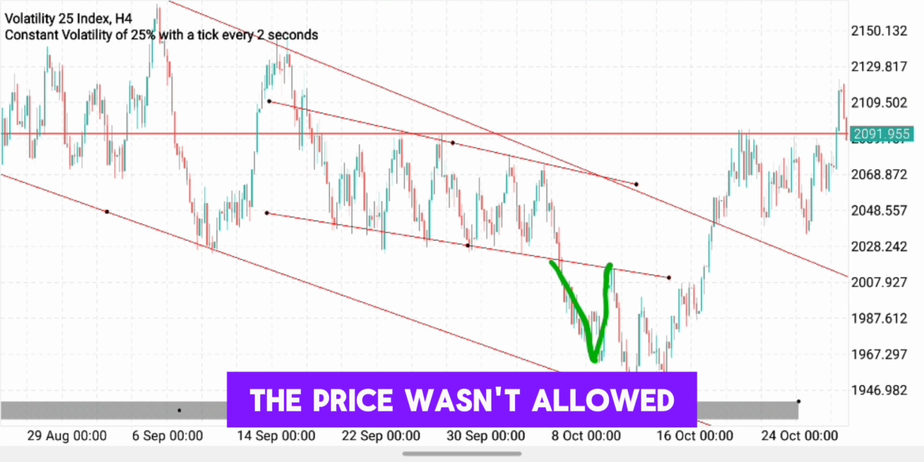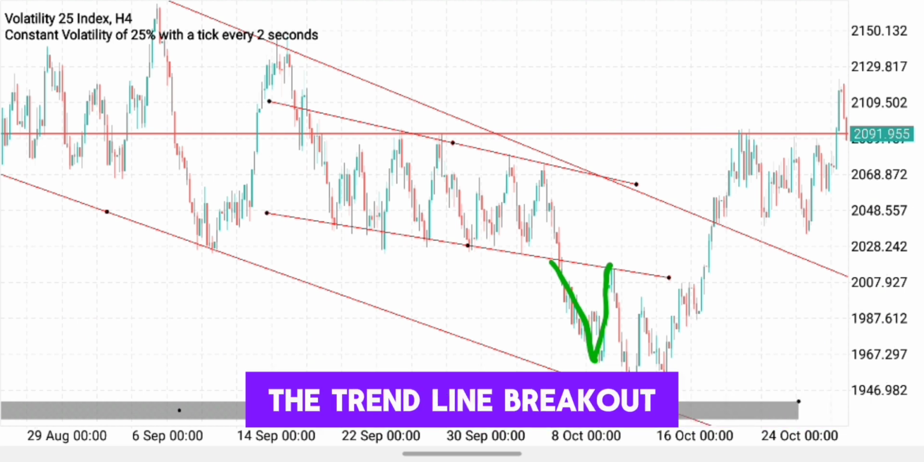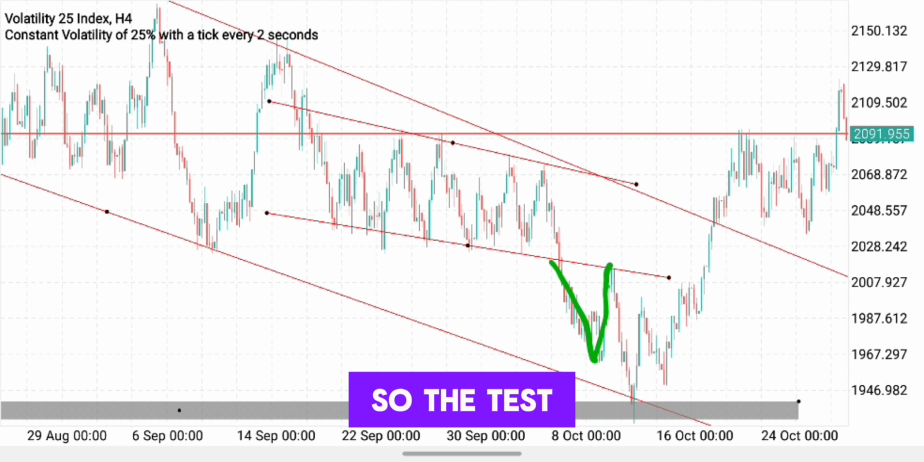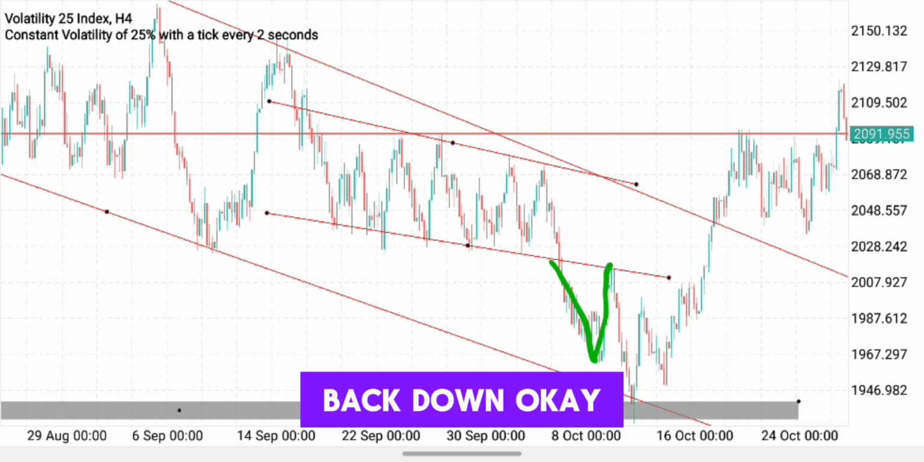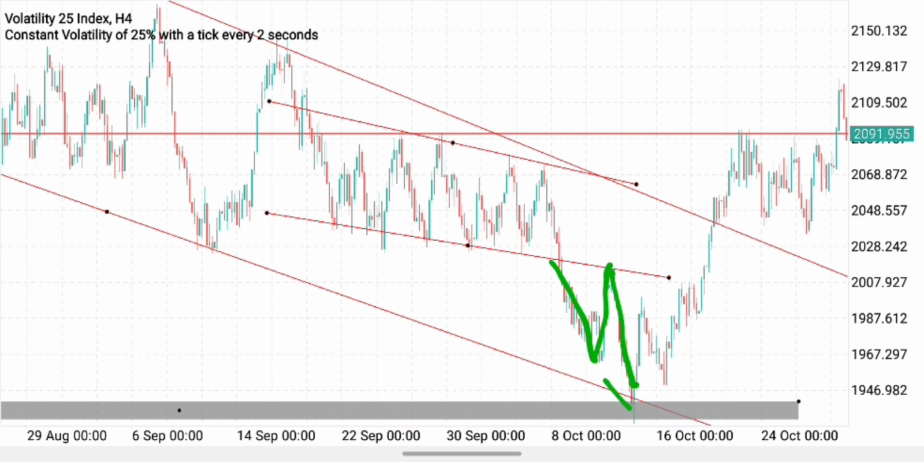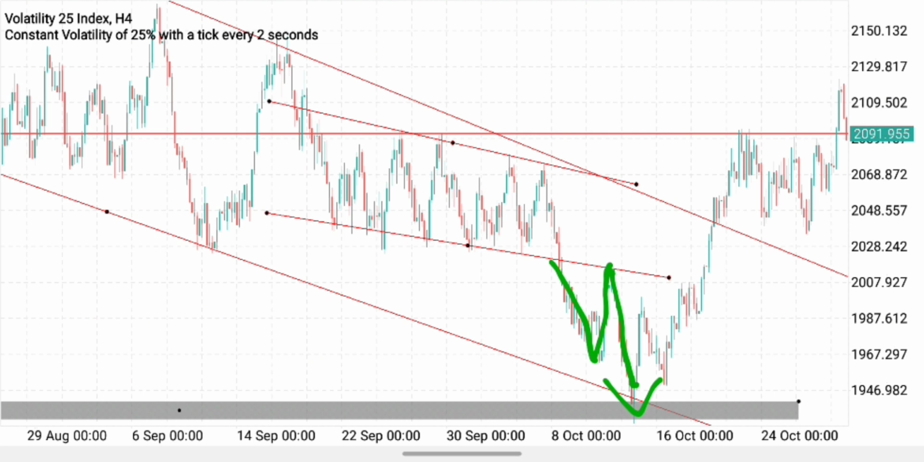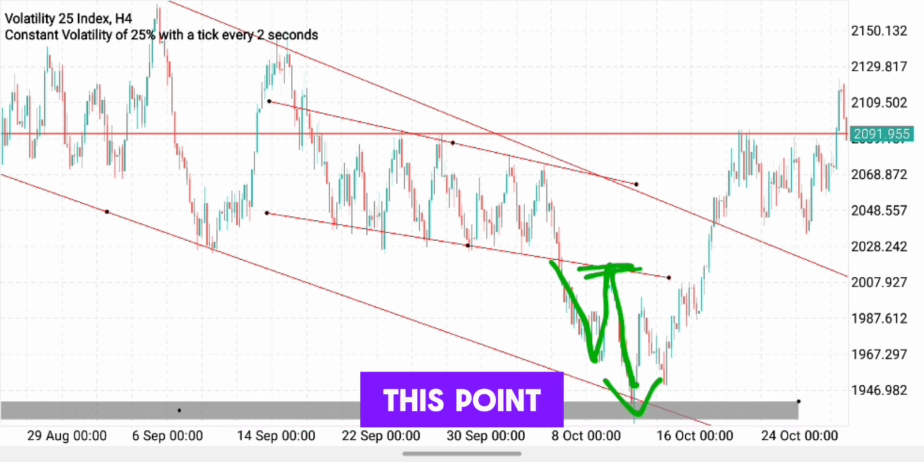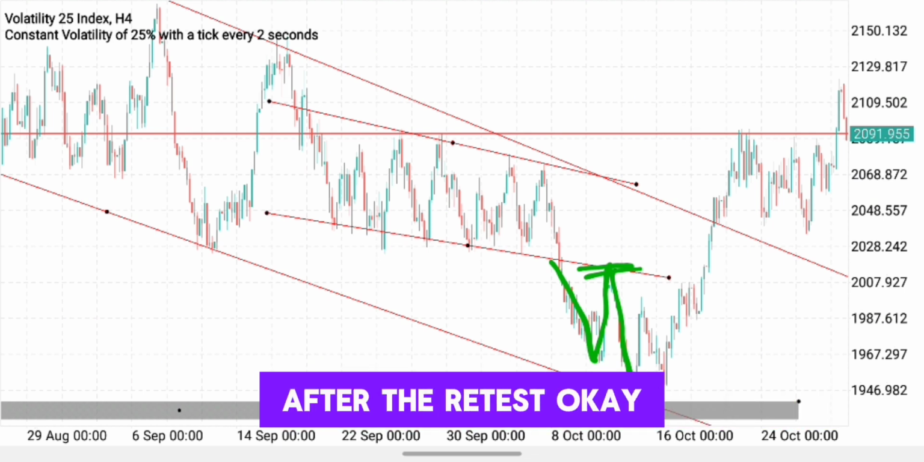The price wasn't allowed to get back into the trend line. So this is what we call the trend line breakout and retest. The retest confirms that the market is now going back down. As you can see, the market pushed down like this. You are recommended to enter at this point because it is safe, because it is a retest. Now the trend line is confirmed to be over, and we enter after the retest.